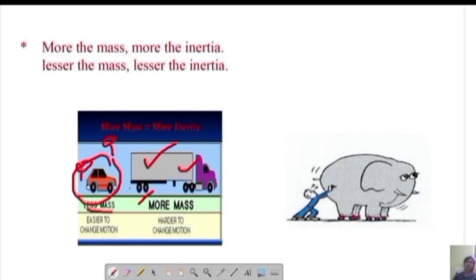Imagine you can move the car using a single person. Okay, but you cannot move a truck using a single person. Because of what? Because the truck is having more mass, that will offer higher opposition to change the state. Similar example you can see here.